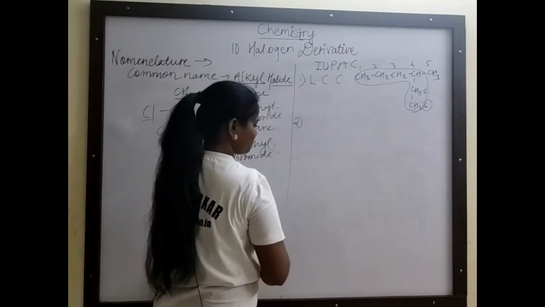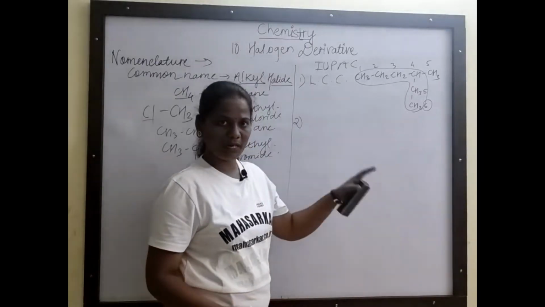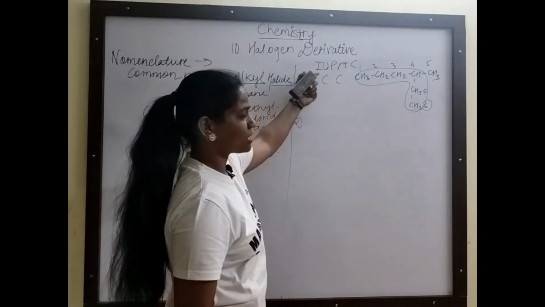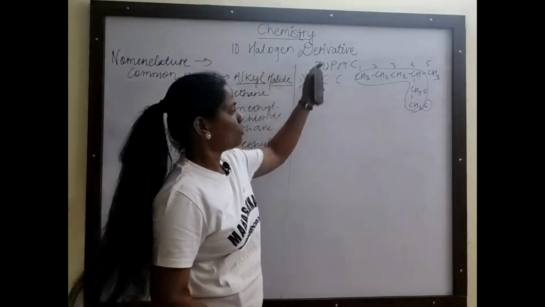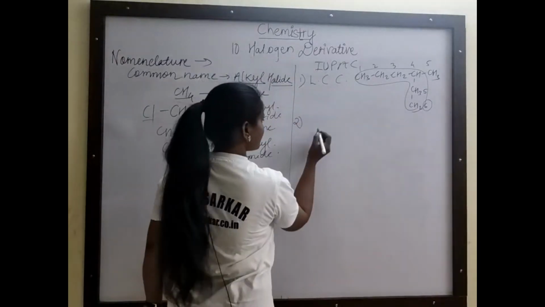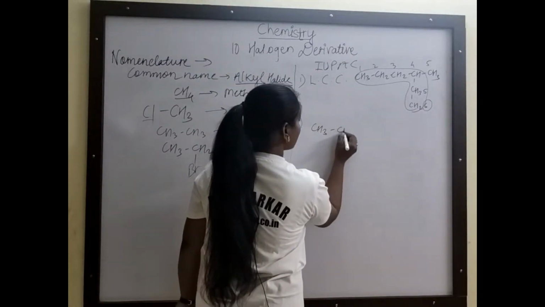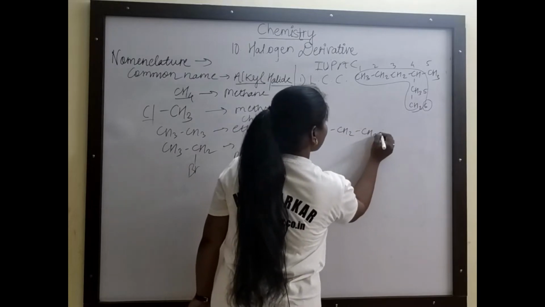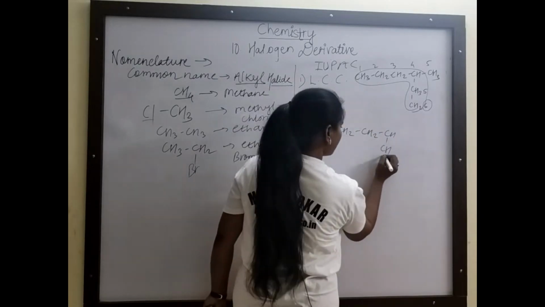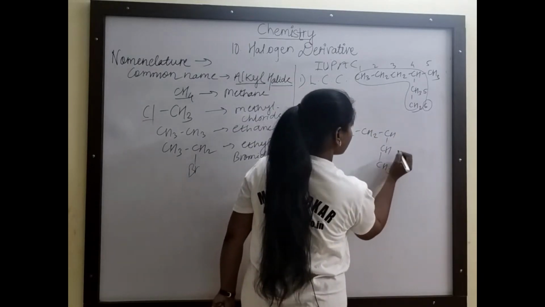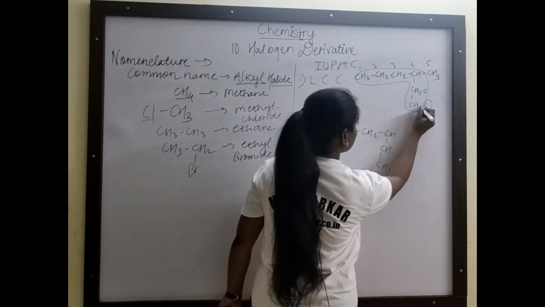Second rule: if a halogen atom is attached, definitely we are going to see this in IUPAC nomenclature for the halogen derivative. Suppose with the same example, we take CH3, CH2, CH2, CH, CH, this is CH3. Sorry, I have written CH3 here.